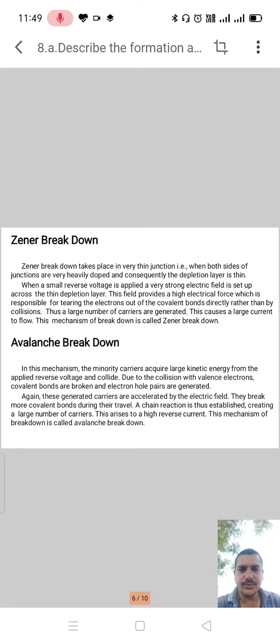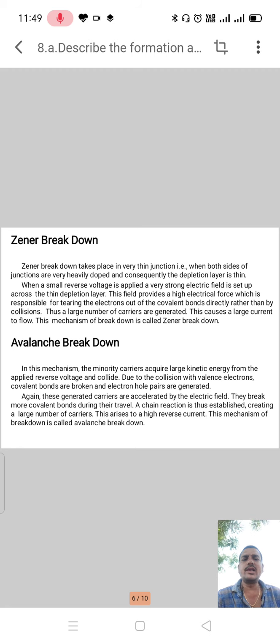A large number of carriers are generated. This causes a large current to flow. This mechanism of breakdown is called Zener breakdown.